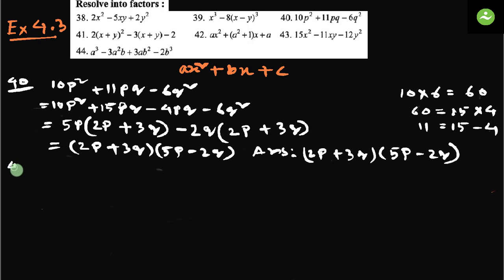Number 41. 2 into x plus y whole square minus 3 into x plus y minus 2. Equals 2 into x plus y whole square. Here the q is 2 into 2.